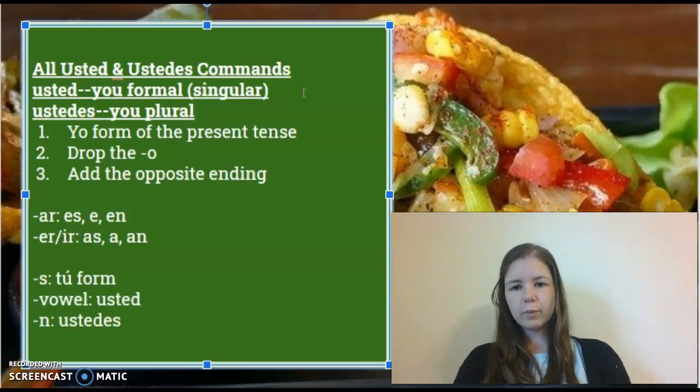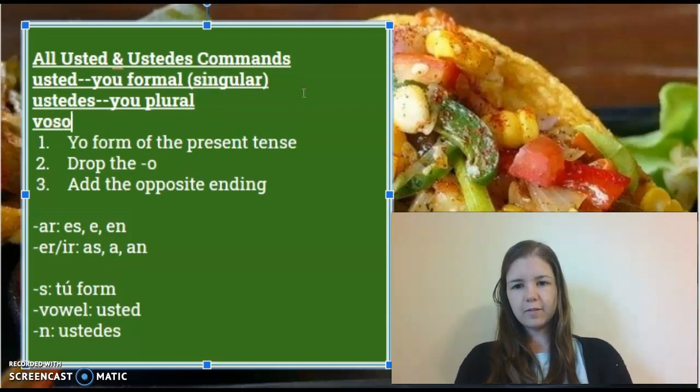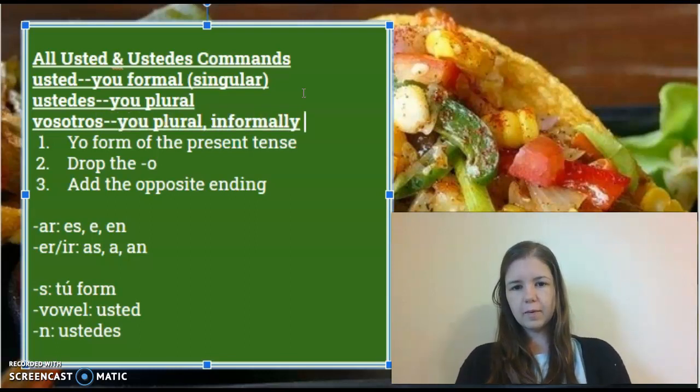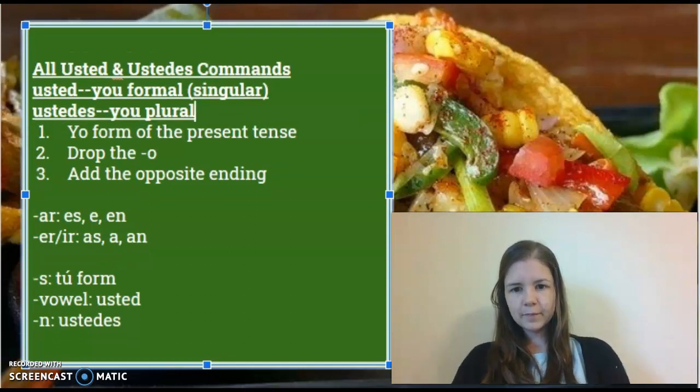The other way to say you, plural, that you might be thinking of is vosotros. That means you, plural, informally. But the thing is, that word is only used in Spain. So since it's not that common, we do not learn it typically in Spanish class.